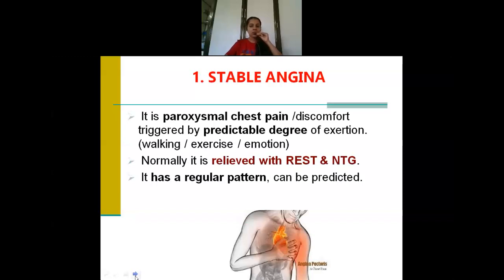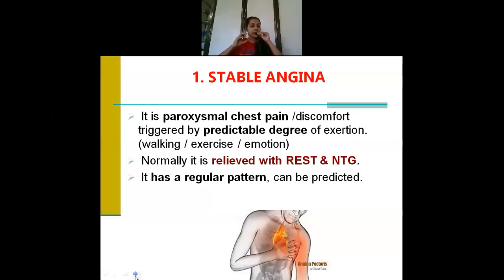Okay, so stable angina. As the name suggests, it is a type of angina or chest pain which is having a regular pattern. It is occurring because of a predictable degree of exertion, so we know that it can be predicted. Most of the time, whenever you're doing physical exercise, physical activity, walking, or because of stress or emotions or anger, during that time you get this stable angina. Remember that stable angina is a type of chest pain which is predictable.